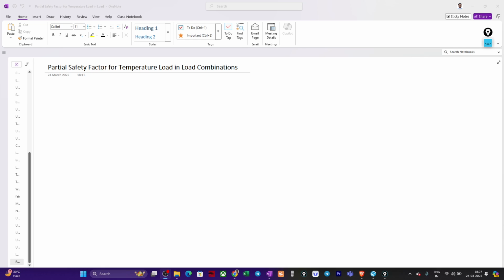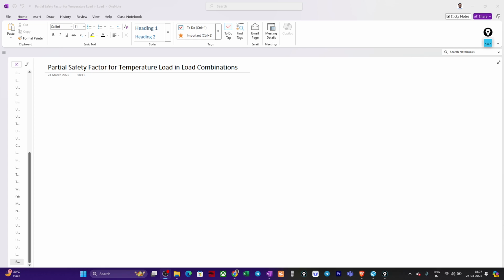Load factor is given as 1, but what should we take when we are performing the ultimate case, the strength design? What should be the partial safety factor? It is not clearly mentioned. So we'll try to understand from different publications, and we'll try to conclude something. And obviously it is all about engineering judgment, which we'll get to know in a while.